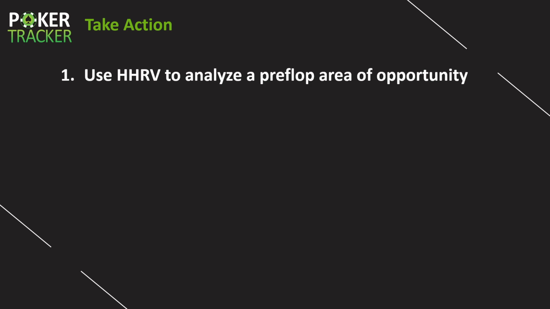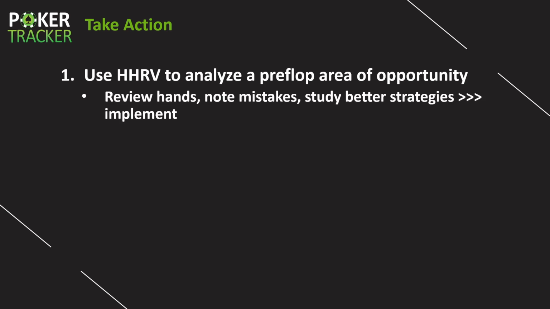All right, it's time for us to take some action. So 2 action steps for you today. Number 1, use the Holdem Hand Range Visualizer to analyze a preflop area of opportunity. Wherever you think your leaks reside, take a look at that. Find that heat map statistic, click it, and start going by position to look at all the hands that you're playing in that way. Of course, review any hands, note mistakes, and study better strategies with the goal of implementing those strategies the next time you play.